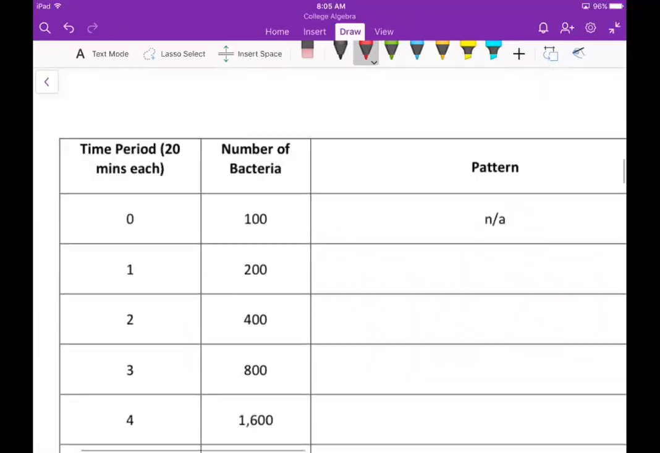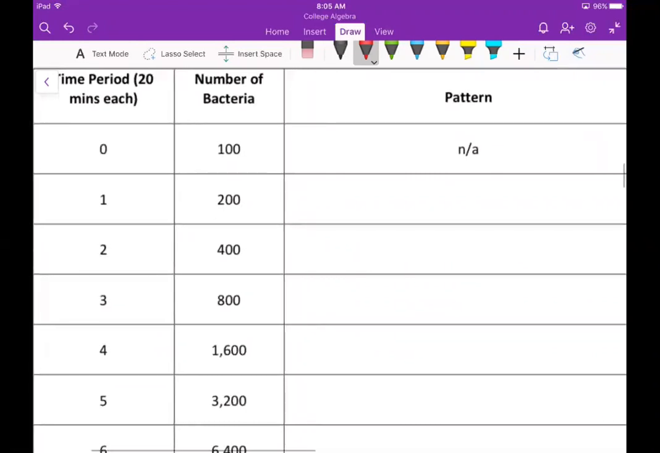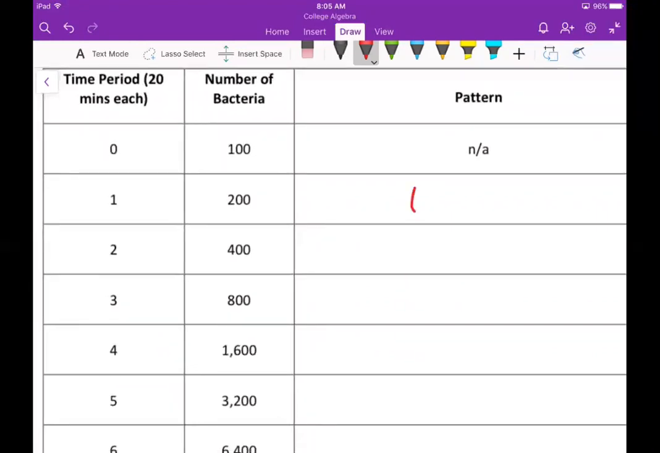I want to go back to those data points. I've listed them out here, and we're going to look for the pattern in this data. What is causing that exponential growth? For each 20-minute period, just like we did with linear equations, I want to relate everything back to the original amount. We started with 100 bacteria. How did it grow from there?